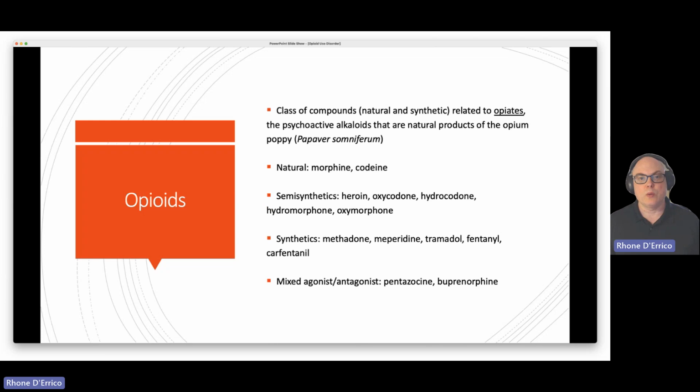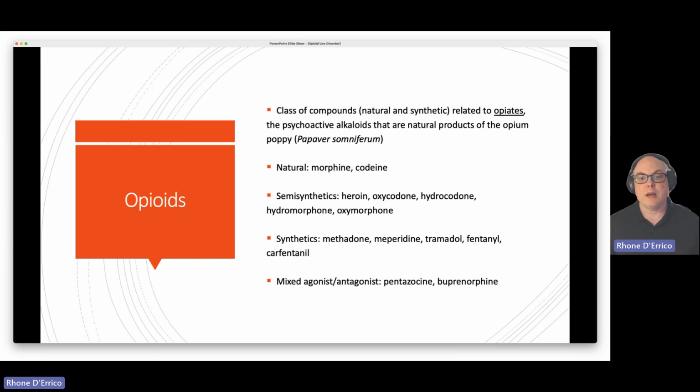So what are opioids? What are we even talking about? Opioids are a class of compounds, both natural and synthetic, that are related to the opiates. Now, the opiates are actually the psychoactive compounds, the alkaloids. They're the natural products of the opium poppy, Papaver somniferum. The natural products of the poppy are morphine and codeine. So these are the substances that you can get directly from the poppy.